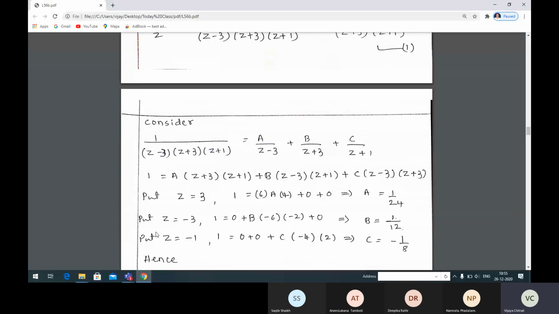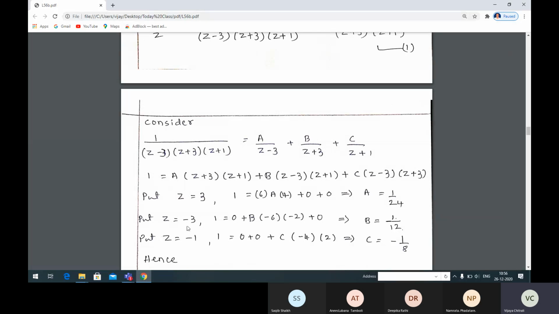Now put z is equal to 3. So in this equation, substitute z is equal to 3. Here this term will be 0, 3 minus 3, and this term is also 0. So substitute: 3 plus 3 is 6, and 3 plus 1 is 4. So you'll get 1 is equal to a into 6 into 4, which means a is equal to 1 by 24. So substituting z is equal to 3, we get a is equal to 1 by 24.